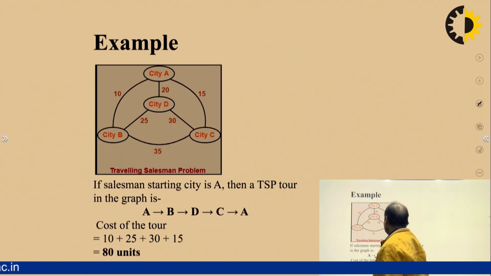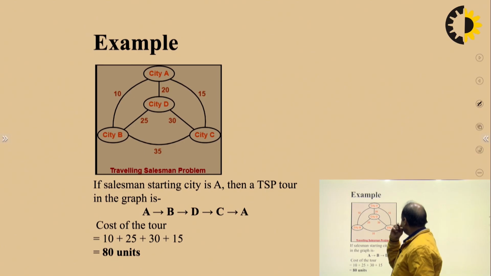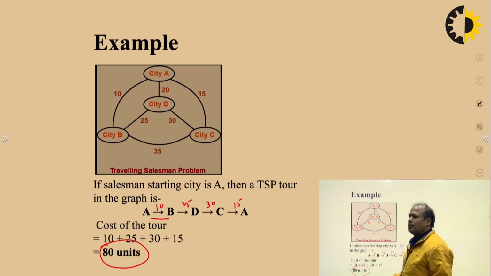Here is an example. Suppose we have some cities, and they are connected in a graph. Of course there should be connections; if you don't have connections, TSP is not possible. A to B is 10, B to D is 25, D to C is 30, and C to A is 15. If you add this up, it is 80 units, but remember this is not necessarily the minimum cost.